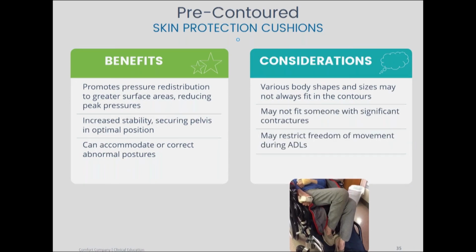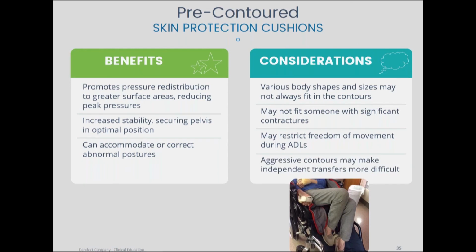Also, you have to understand that, as I mentioned before, it can restrict freedom of movement. Because of those hills and valleys, it makes the cushion thicker in different areas. It makes definitely the front of the cushion thicker. It makes the side of the cushion thicker. So it may make it difficult for someone to lean forward, reach their feet, to put on their clothing, to take their socks on and off, their shoes on and off, tie their shoes, and reach outside of the wheelchair.